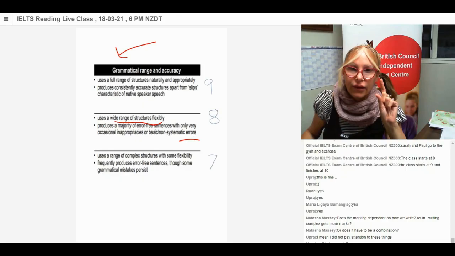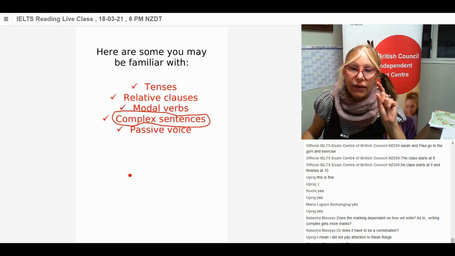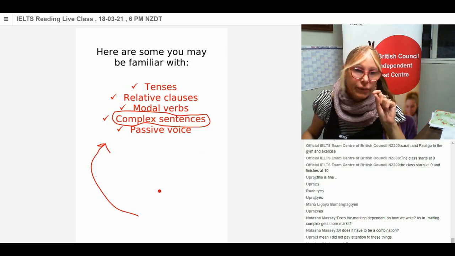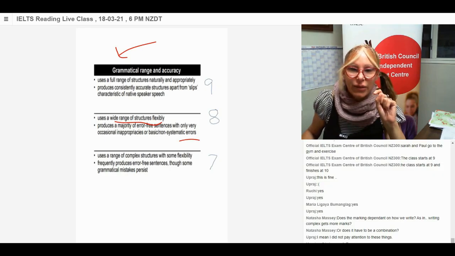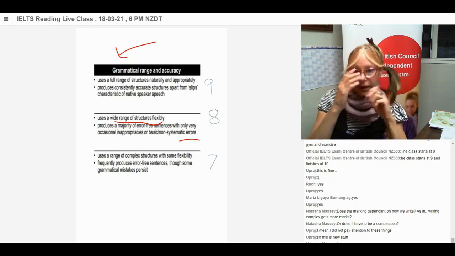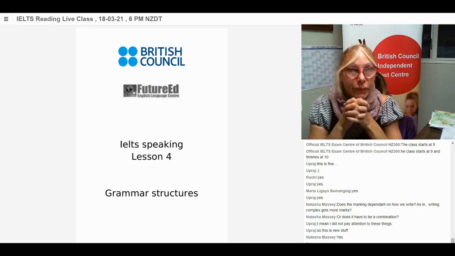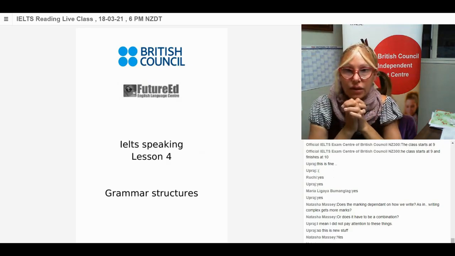Okay, so there are other structures as well that we can look at next week and the week after, such as modal verbs and passive voice. Does that answer your question, Natasha? Oh, sorry, no, Upraj. I was maybe answering the wrong person. Okay, so yes, grammar is all about variety, and it's about the errors that you make. Are there any questions?